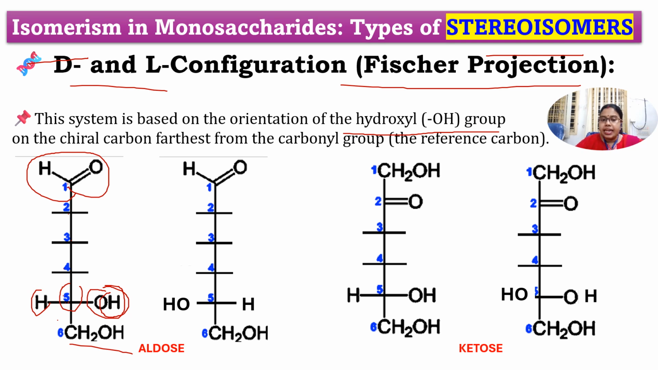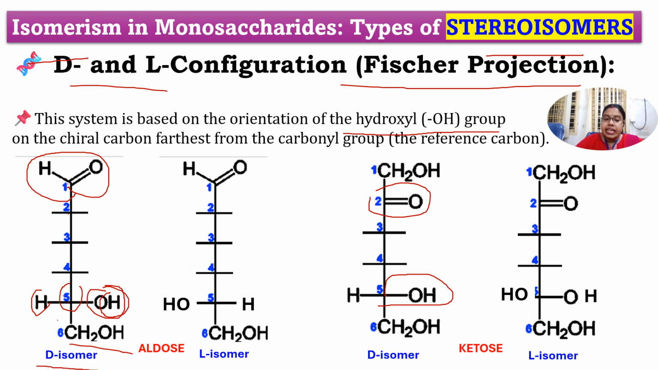of the hydroxyl group of this C5 actually determines whether it is the D configuration or the L configuration. Similarly, in the case of the ketose family, the farthest chiral carbon from the ketone group is again this C5, and the position of the hydroxyl group at C5 will describe whether it is the D configuration or L configuration. We can say that if the farthest chiral carbon from the reference carbonyl group has the OH on the right hand side, then it is the D isomer. If the OH is on the left hand side, then it is the L isomer.